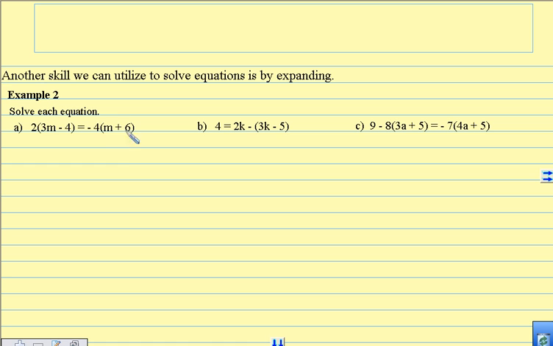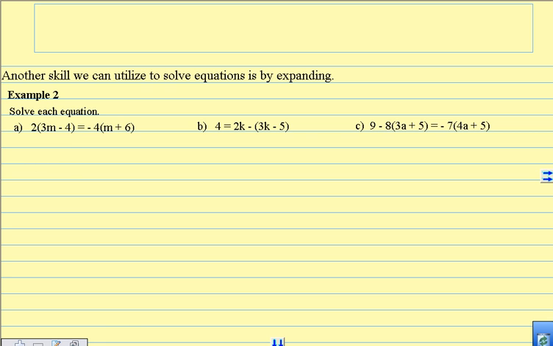Okay? So when we're solving equations, we're still looking for the value of the variable, whatever the variable is. In this case it's m, over here it's k, and over here it's a. But we're still looking for the value of that variable that makes the equation true. So the way we go about solving these is, we have to perform these operations, multiplication first. So we're going to have to expand these.